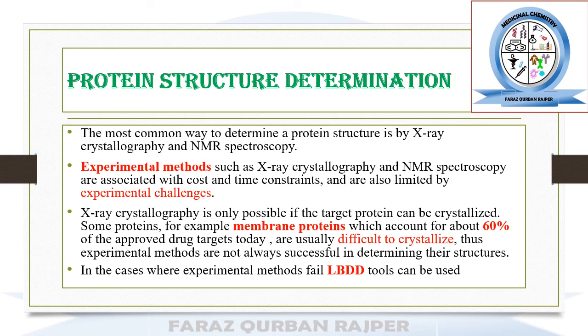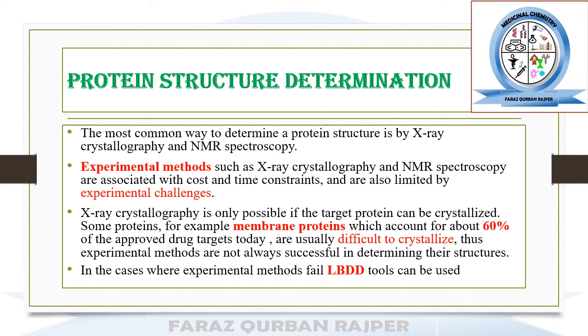Protein structure determination. The most common methods used for determining the three-dimensional structure of proteins are X-ray crystallography and NMR spectroscopy. These are both experimental methods. However, there are certain conditions in which these methods are not successful due to certain challenges.